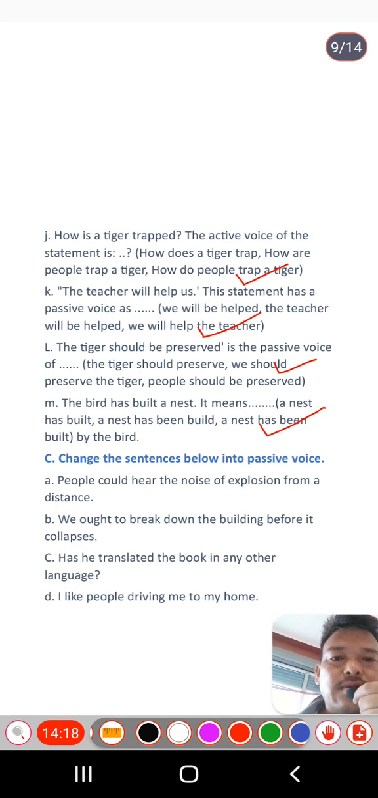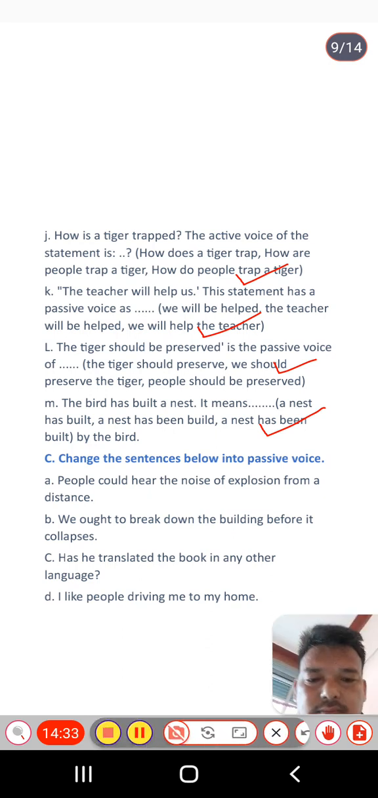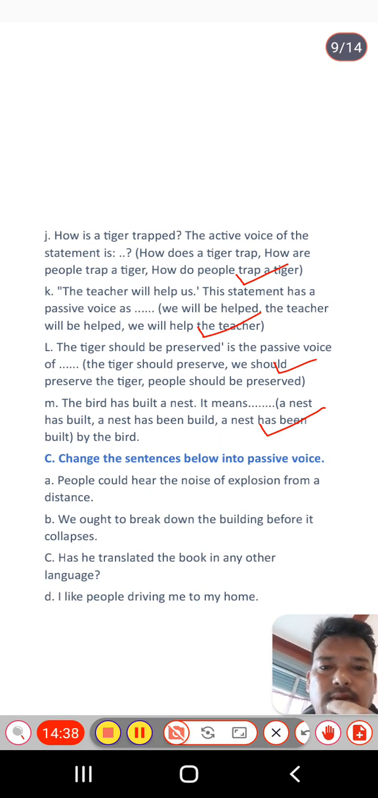Similarly, the teacher will help us. This statement has passive voice, as we will help the teacher. Now L number, the tiger should be preserved, is the passive voice of, that is, we should preserve the tiger. And M number, the bird has built a nest. It means a nest has been built by birds. So it's all about your grammar.